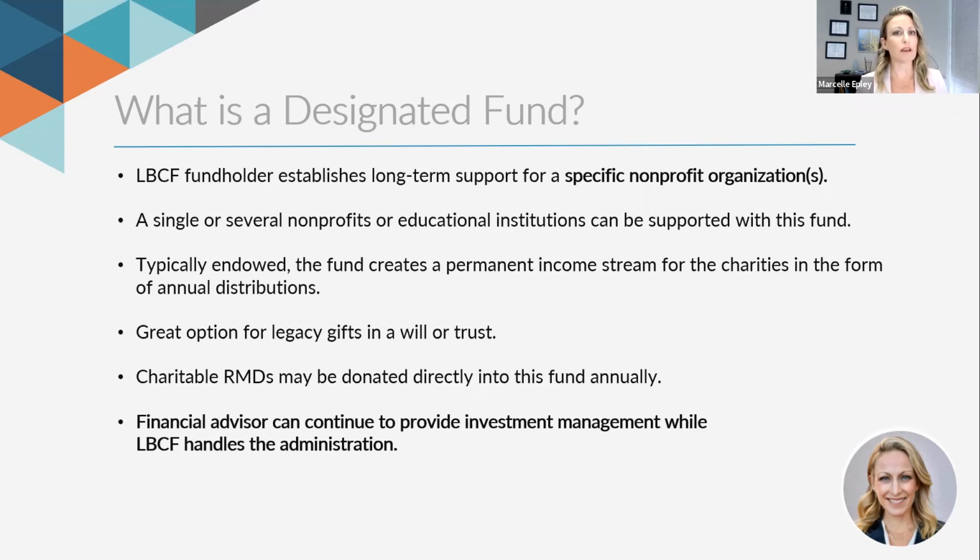And this works great for required minimum distributions because you cannot put it directly into a donor advised fund. This is as close as you're going to get without having to pay a tax penalty, because you can choose the charities in advance and then you sort of set it and forget it.